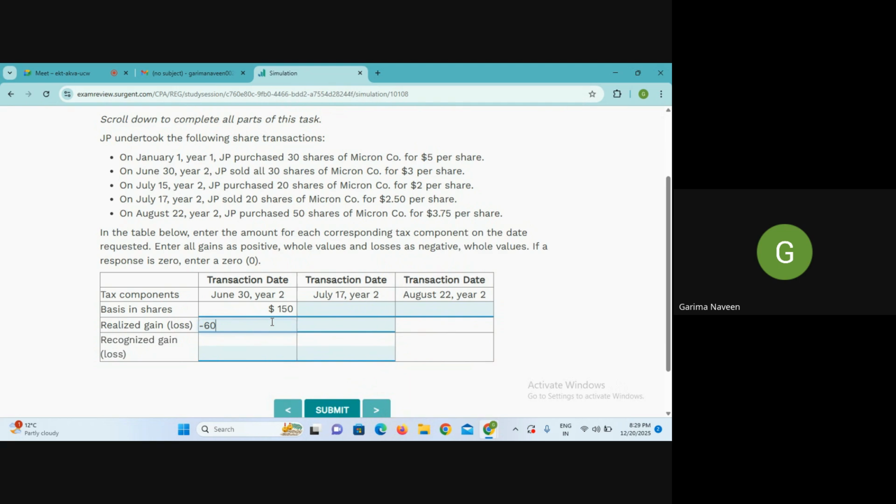Is it true? We purchased, ma'am, for $5, then we sold it for $3. Yes, so on each share you have a loss of $2. So 30 into 2, you have a loss of $60. But how much loss can you recognize? Can you recognize all the $60, or is there some wash sale loss?